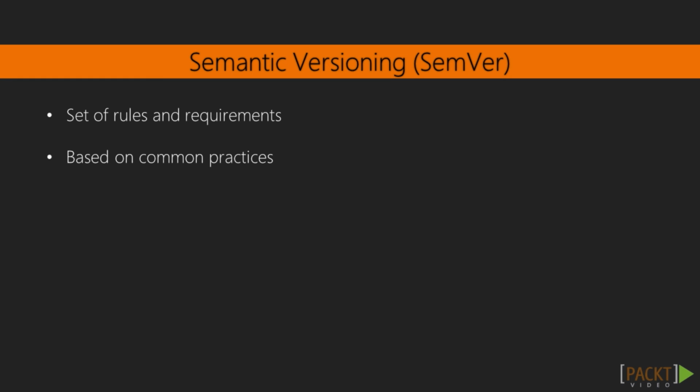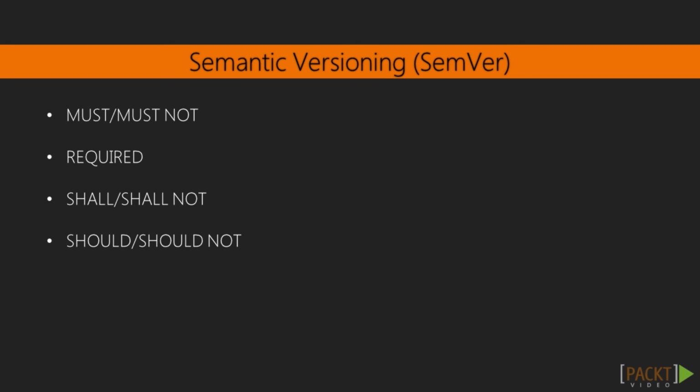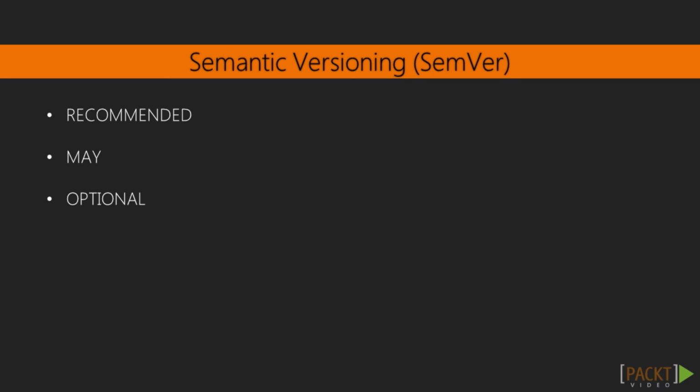Semantic versioning, or semver, is a set of rules and requirements that dictate how version numbers are assigned and incremented. They are based on widespread common practices and better define what you could expect from the dependency. The rules use the keywords must, must not, required, shall, shall not, should, should not, recommended, may, and optional to better define those rules. There are 11 rules, and we will learn the most important parts about them.